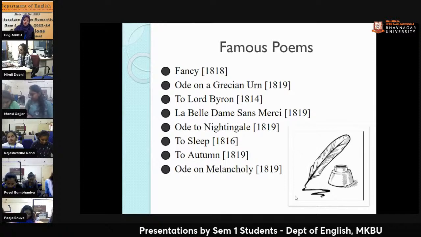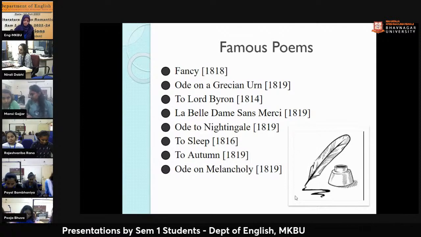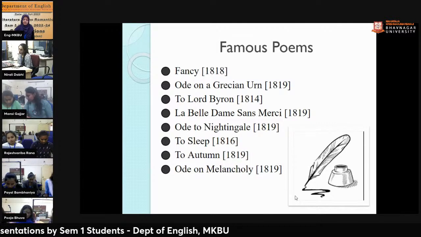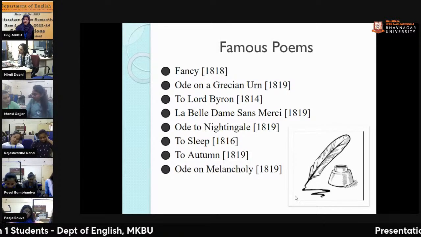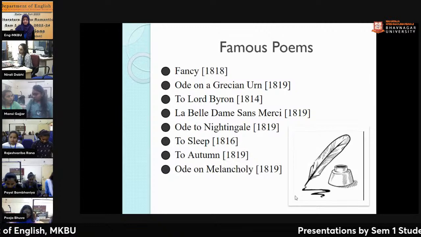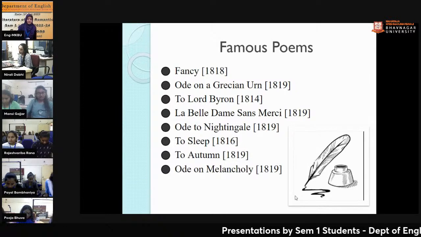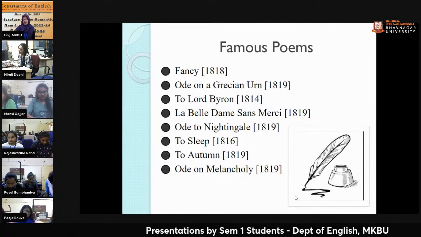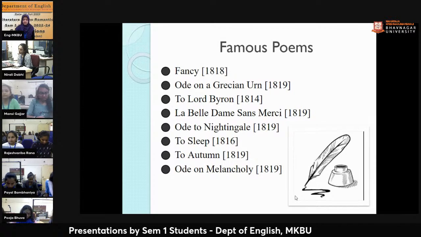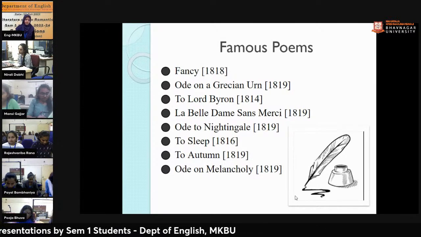In Ode on Melancholy, in this poem, he tells about how to deal and how not to deal with deep sadness. These poems reflect the sadness, beauty, and all his major themes. And this is a very famous poem of John Keats.